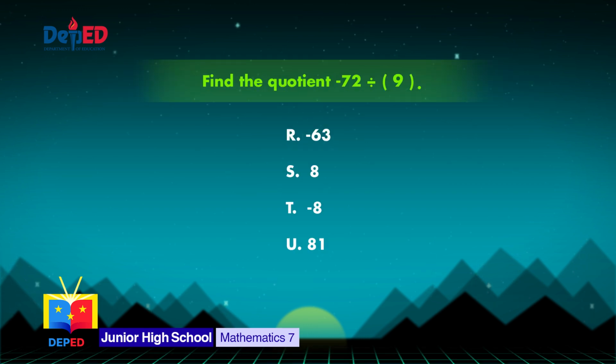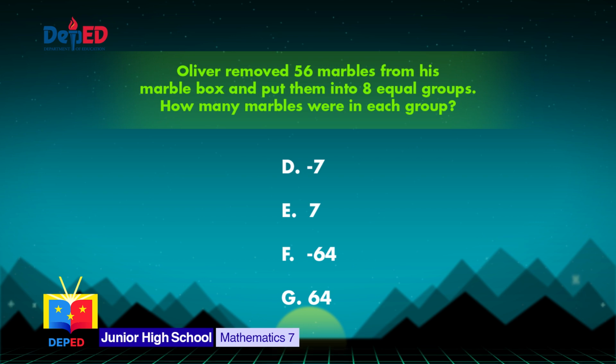Find the quotient of -72 divided by 9. Letter R, -63. Letter S, 8. Letter T, -8. And letter U, 81. Hurry up, ahijados and ahijadas! Oliver removed 56 marbles from his marble box and put them into 8 groups with an equal number of marbles. How many marbles were in each group? Letter D, -7. Letter E, 7. Letter F, -64. And letter G, 64.